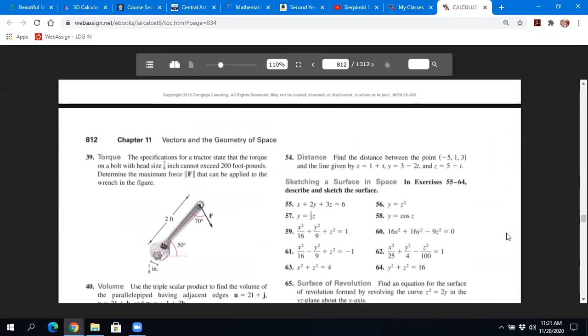What's the direction vector? Okay, so what is the direction vector for this line that they've given us here? V equals 1. It's the coefficients of t, the parameter, remember? So it's 1, -2, -1, right?